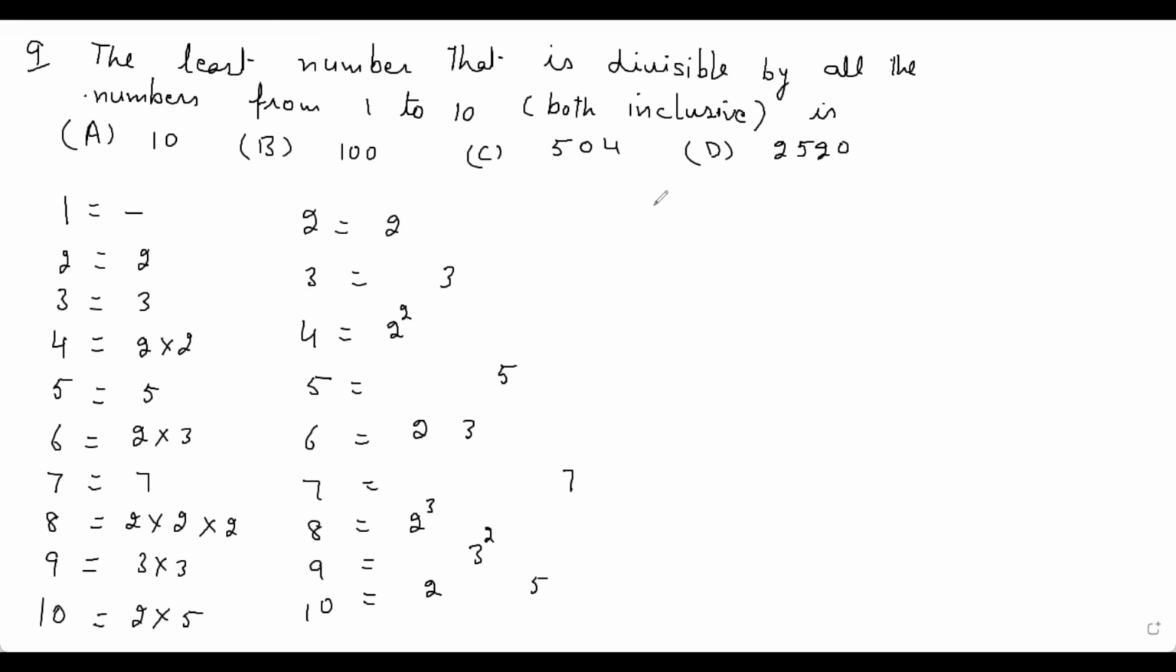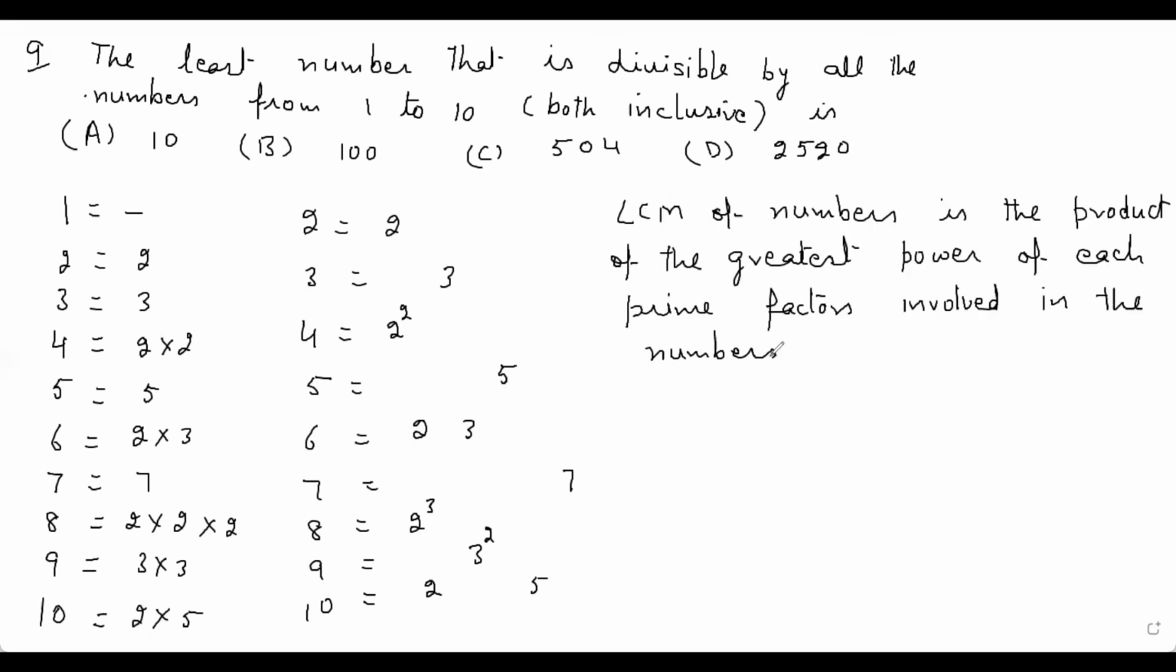I'm going to write the definition here. The LCM of numbers is the product of the greatest power of each prime factor involved in the numbers. Now what are the prime factors involved in the numbers? They are 2, 3, 5 and 7. Then we will find the greatest power of each prime factor involved in the numbers, and after finding the greatest power, we will find their product. That will be the LCM of the numbers.